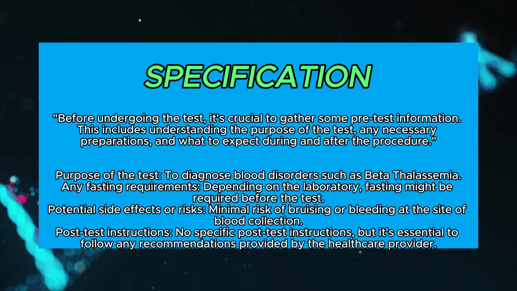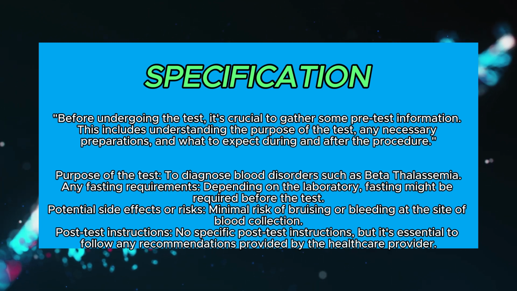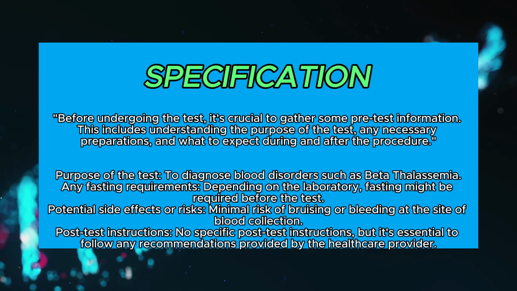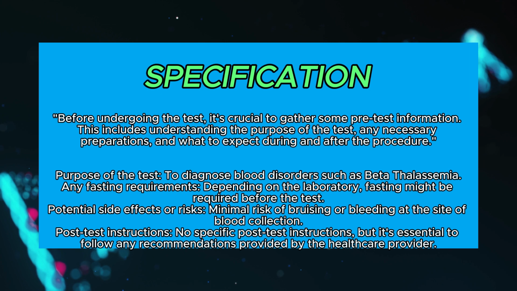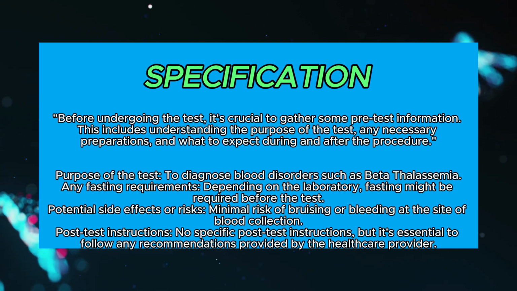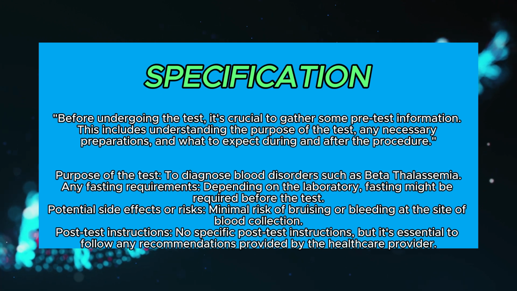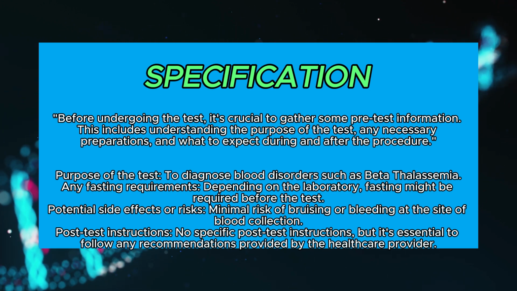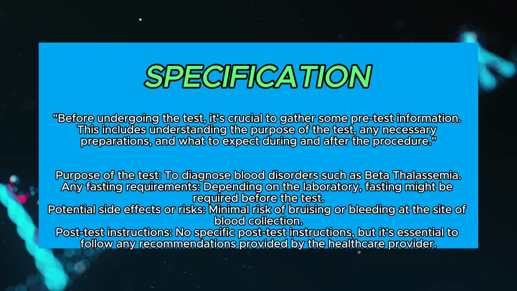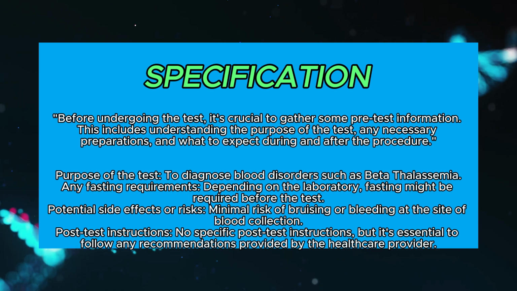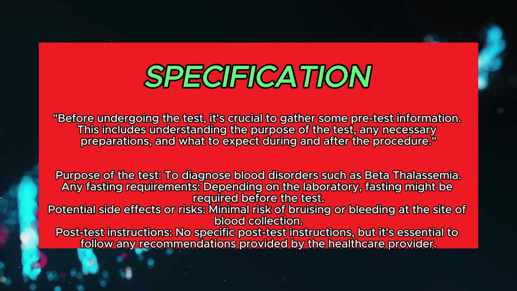Specification of test. Now, let's talk about the specifications of the hemoglobin HPLC electrophoresis test. This test is specifically designed to measure the percentage of fetal hemoglobin in the blood sample. It utilizes high-performance liquid chromatography or electrophoresis techniques for accurate analysis, and provides precise and reliable results for diagnosing blood disorders.